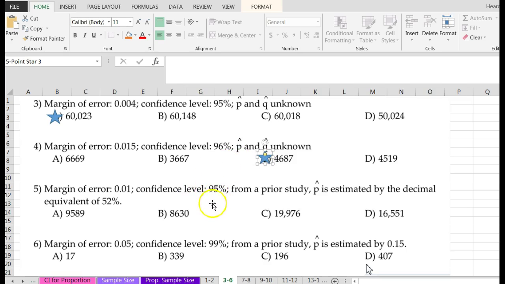The next one, we've got a margin of error of 0.01. Confidence level of 95%. From a prior study, we know that the population proportion, or P, can be estimated by the decimal equivalent of 52%, which would be 0.52. So my margin of error is 0.01. Let's find that sample size.